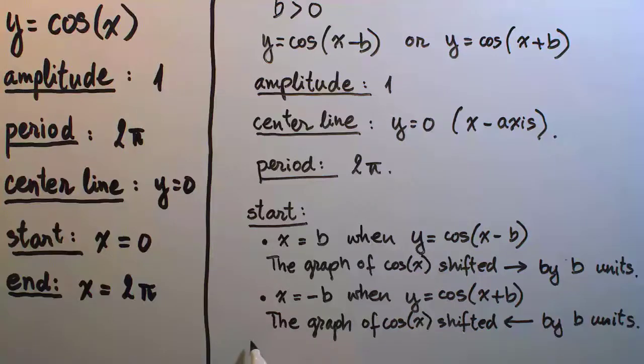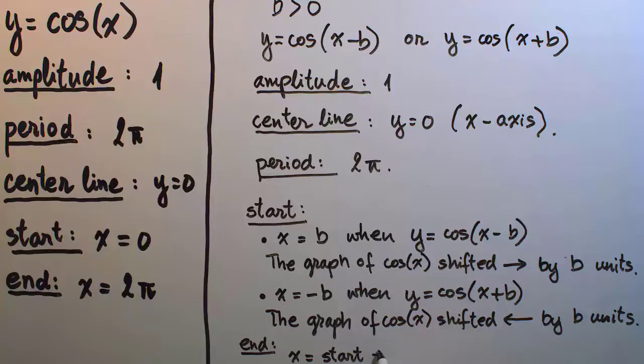And our ending point on the base unit of any of these functions is simply, as a rule of thumb, the start point or the start value, add the period 2 pi, and that's where it ends.